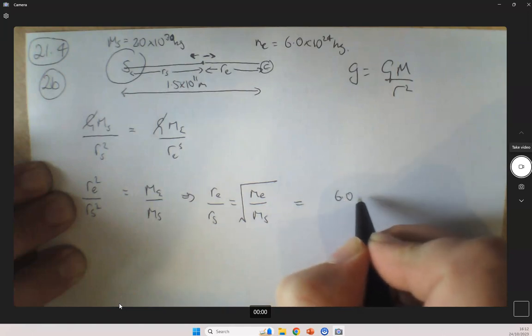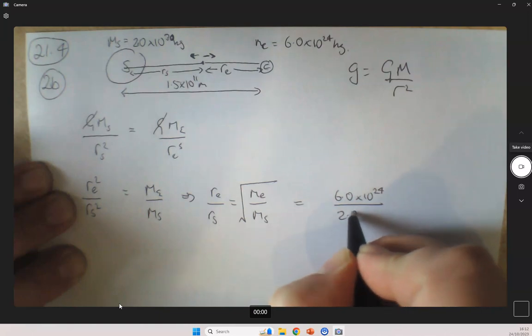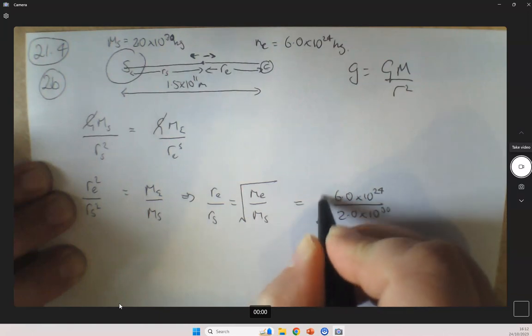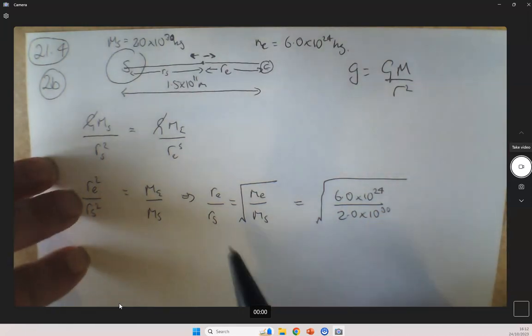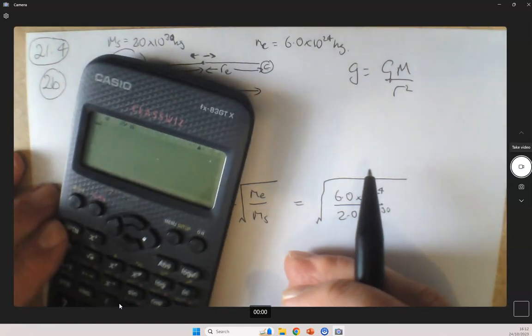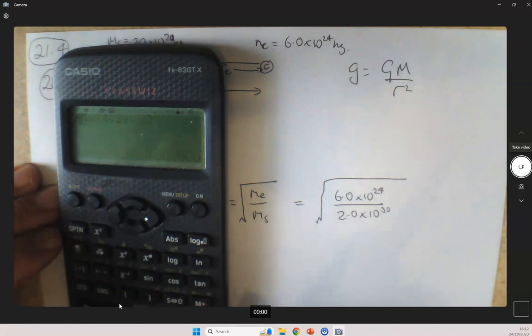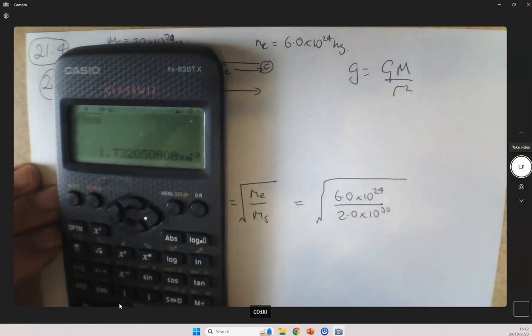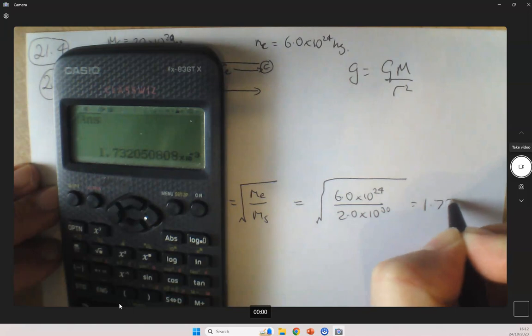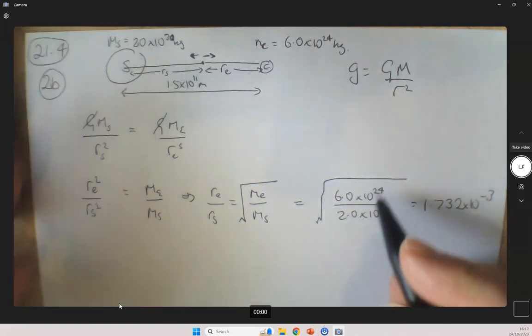So I know the mass of the Earth is 6.0 times 10 to the 24. And I know the mass of the Sun is 2.0 times 10 to the 30. Square root those, and that must tell me the ratio of these distances. So if I grab the calculator, put in 6e24 divided by 2e30, square root of my answer gives me 1.732 times 10 to the minus 3. And there's no units because it's just a ratio.